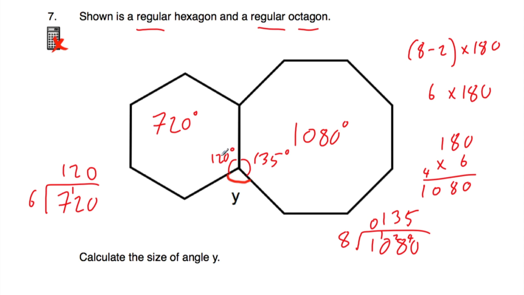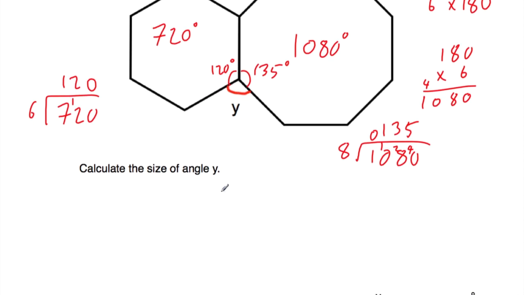Fantastic. So now we can add those two angles together, the 120 and the 135, and then take them away from 360, and that leaves us with what Y is. So let's do that. So we'll do our 135 plus 120. 5 plus 0 is 5. 3 plus 2 is 5, and 1 plus 1 is 2. So that is 255 degrees.